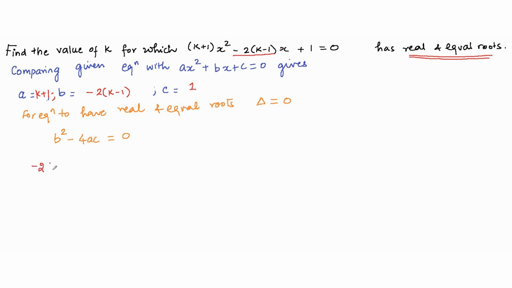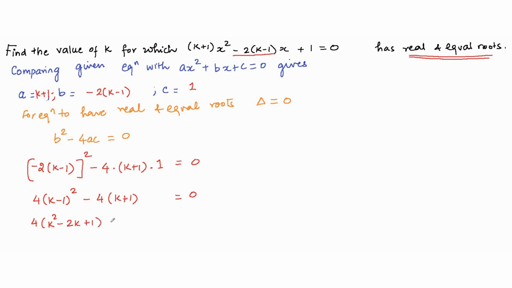The discriminant is minus 2 times k minus 1 the whole square, minus 4 times a, which is k plus 1, times c, and this should be equal to 0. Now negative 2 the whole square is positive 4 into k minus 1 the whole square, minus 4 times k plus 1 is equal to 0. So let's open up these brackets. So this becomes k square minus 2k plus 1. Let's open up these brackets. Minus 4k minus 4 equal to 0. So I get 4k square minus 8k plus 4 minus 4k minus 4 equal to 0. So therefore 4 minus 4 cancels. So I get 4k square minus 12k is equal to 0.